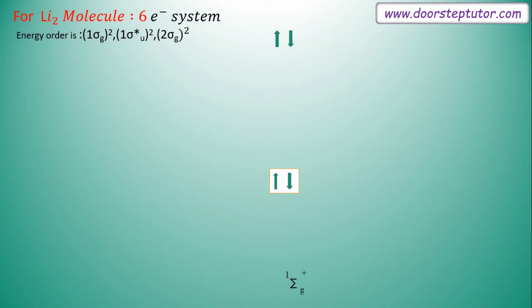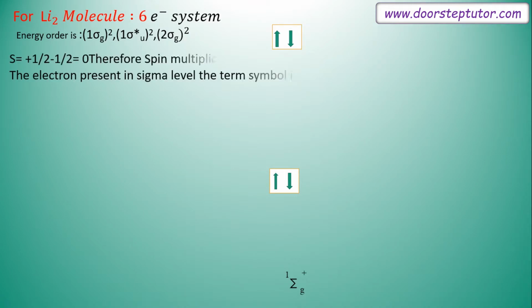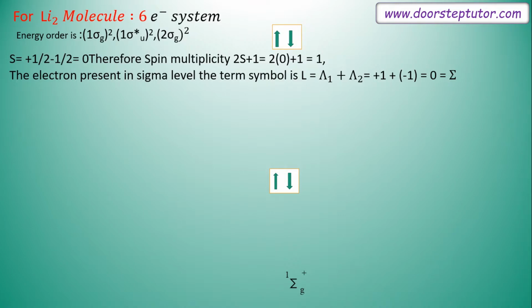In the previous lecture we have already done the H2 molecule. Here we will discuss the Li2 molecule. The Li2 molecule is a 6 electron system, which is a below 14 electron system.